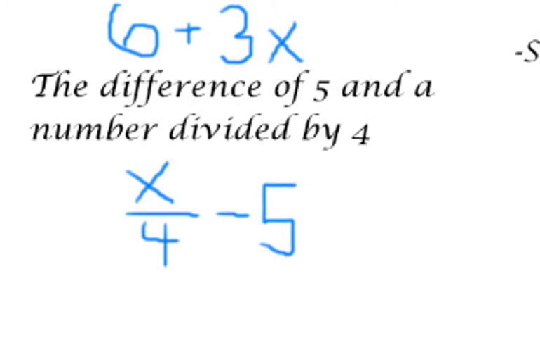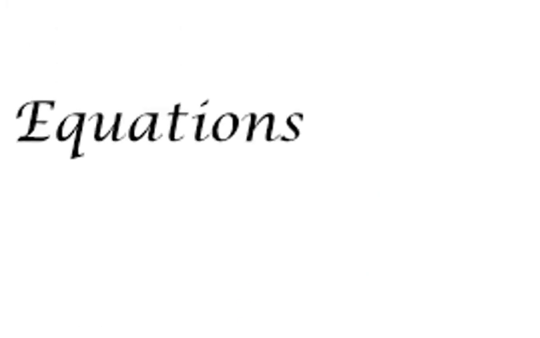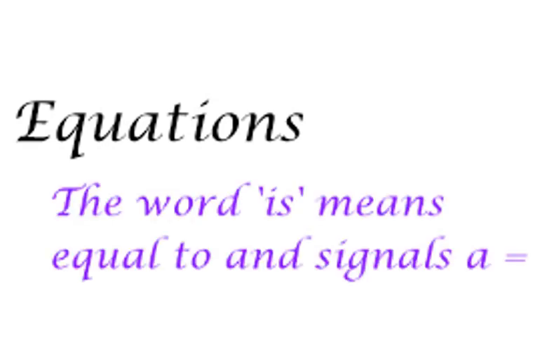Now, so far, we're just writing expressions. So how do we transform the written word into an equation that we'll actually need to solve for that number, that we'll need to solve for x? So when we look at these, the word is, or forms of the word is, is going to mean equal to. It is going to signal to us that we need to use an equal sign.